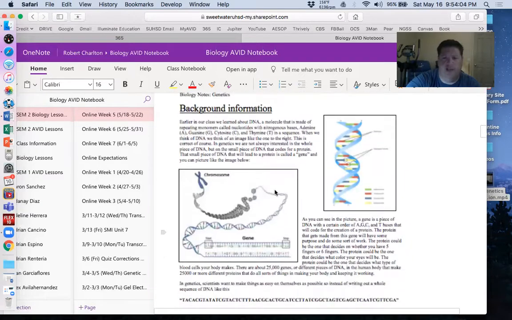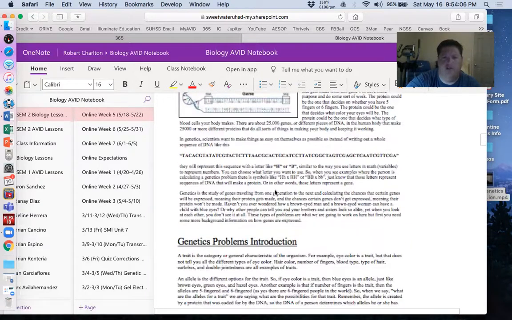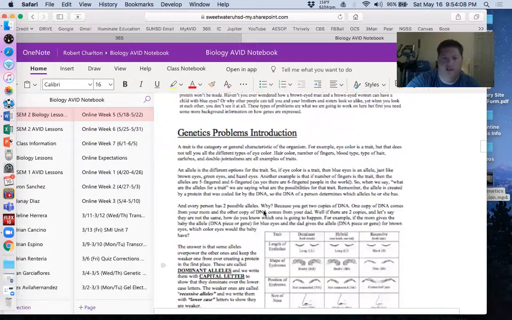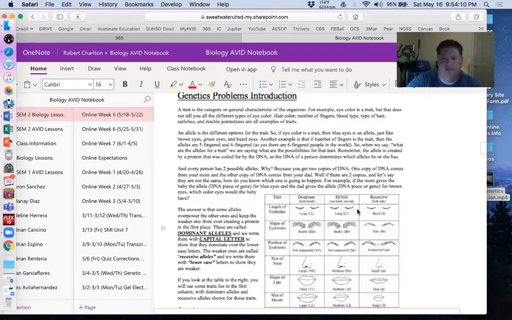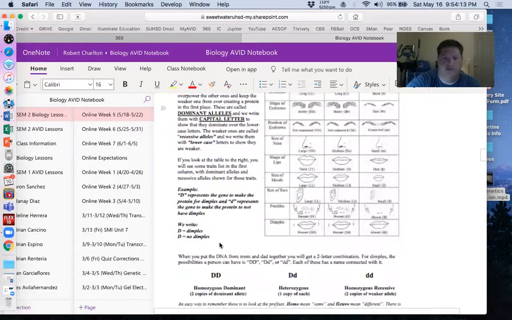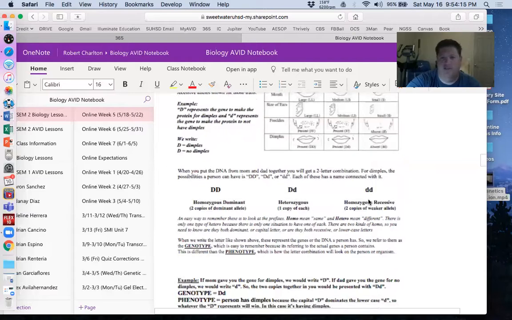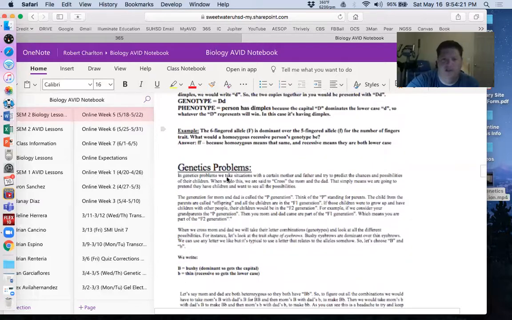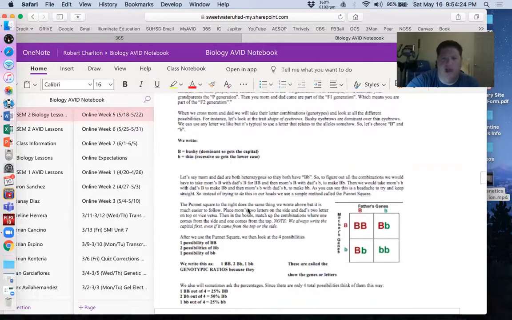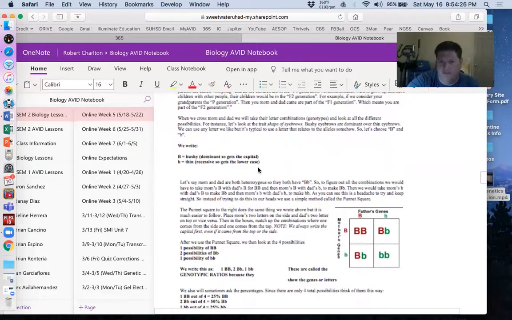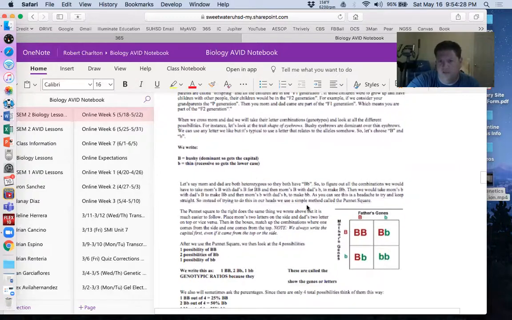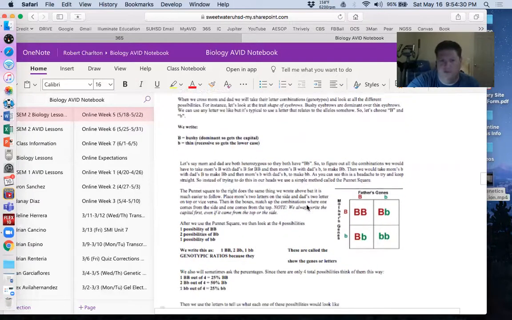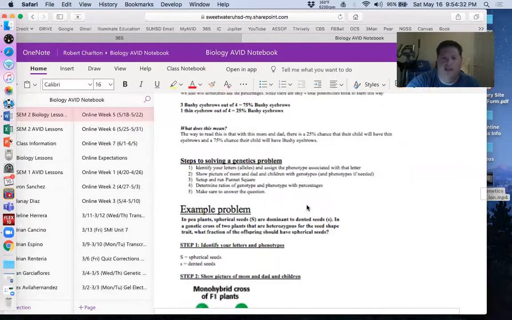These are notes that I created for you on just basic genetics, dominant, recessive, some different examples of dominant, recessive, capital letters, lowercase letters, homozygous, heterozygous, homozygous recessive, homozygous dominant, genotype, phenotype, generations, P1, and so on and so forth. I went over all of this information in that first video. So if you're looking at this going, I don't know what the heck that is, you should go watch that first video.